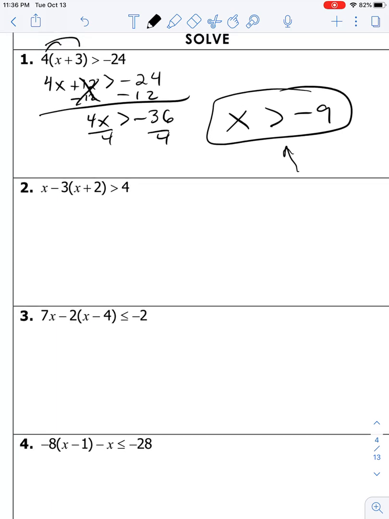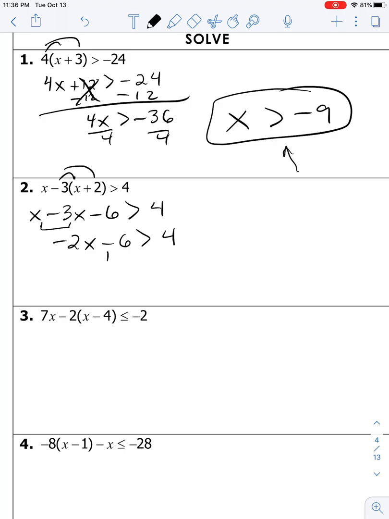Number 2. So what we need to do on this one is we need to distribute the negative 3. The x just drops down. Negative 3 times x is negative 3x. Negative 3 times 2 is negative 6. Is greater than 4. Now if you remember, we don't want any more than 2 terms on any one side. Well, we have 3 over here on the left side. So we need to combine like terms. So 1 minus 3 is negative 2x. Drop down the negative 6 is greater than 4.